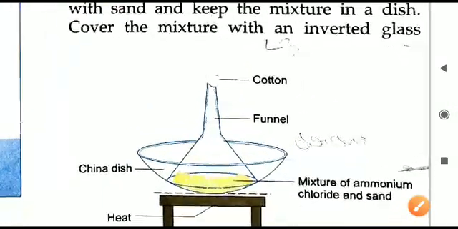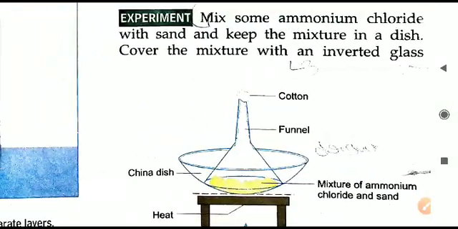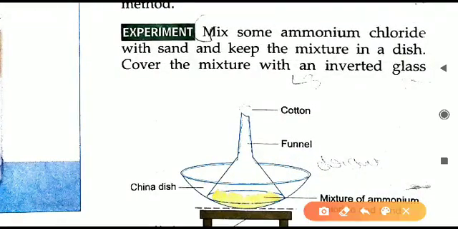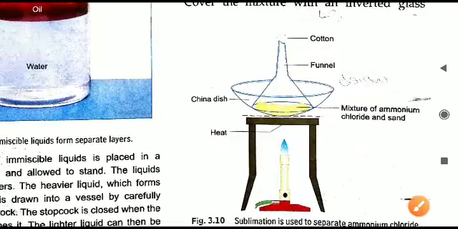Here an example is given of how we can separate a mixture of sublimating substance. If we have taken some ammonium chloride and sand, ammonium chloride sublimates, sand cannot sublimate. So what we will do, we can separate this mixture easily. Mixture of ammonium chloride and sand can be easily separated using sublimation. How is it done? You can see the setup that is shown in this diagram.